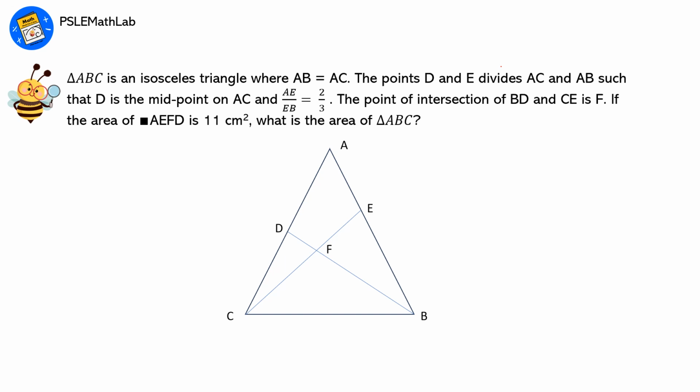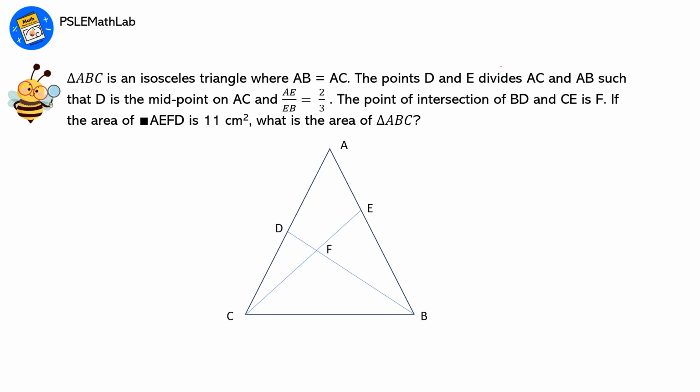Triangle ABC is an isosceles triangle where AB equals AC. The points D and E divide AC and AB such that D is the midpoint of AC and AE over EB is equal to 2 over 3. The point of intersection of BD and CE is F. If the area of AEFD is 11 centimeters squared, what is the area of triangle ABC?